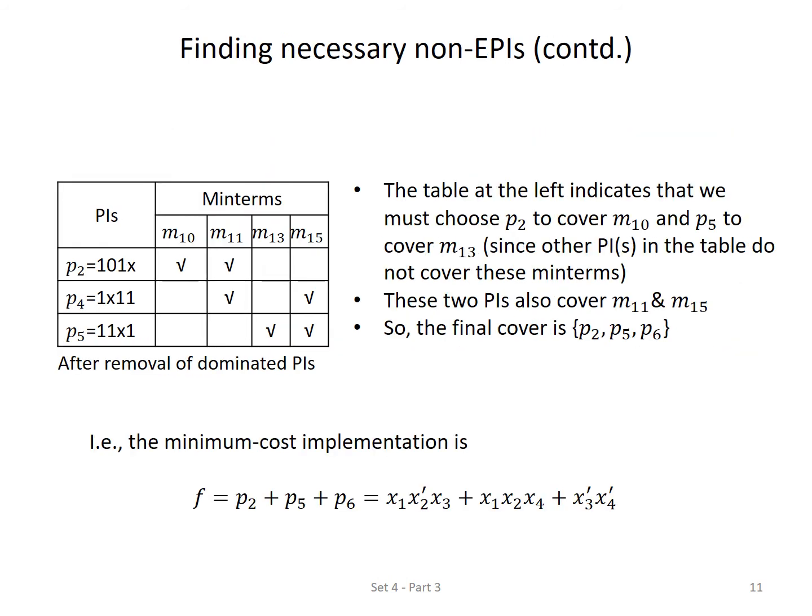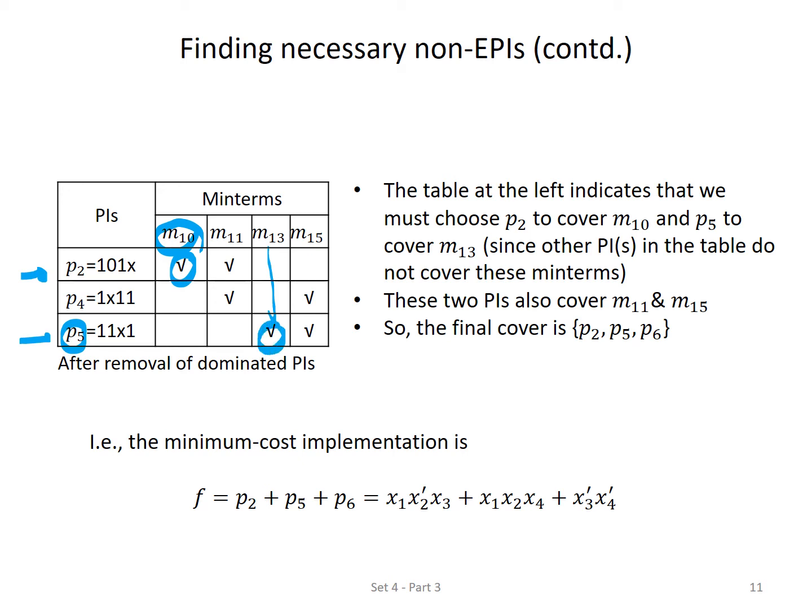So here we have a smaller table compared to what we had in the previous slide. Of course, here we do not have the rows corresponding to P1 and P3. Now, if you look at this table, you see that we must choose P2 as part of our cover because P2 is the only prime implicant here that is covering min term M10, because of this check mark. Similarly, if you look at this column, you realize that we must have P5 as part of our cover because that's the only prime implicant covering M13.